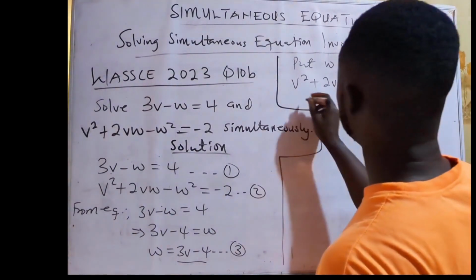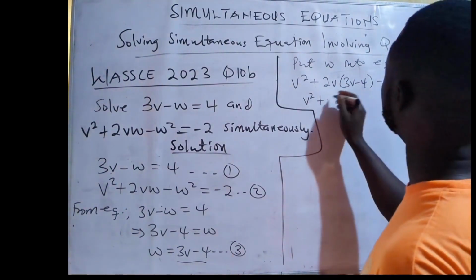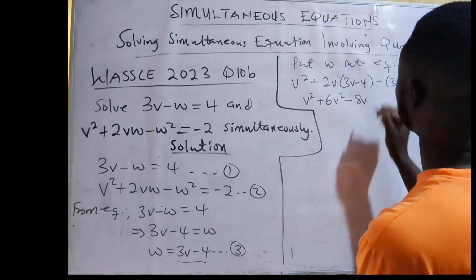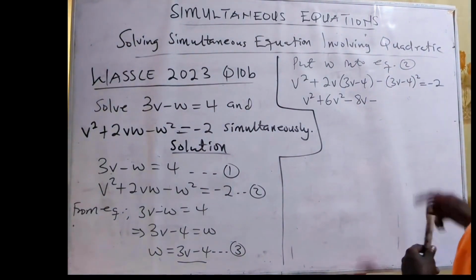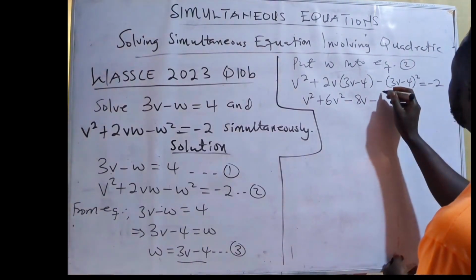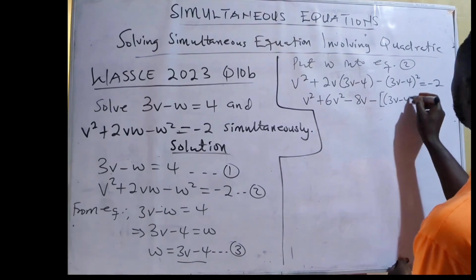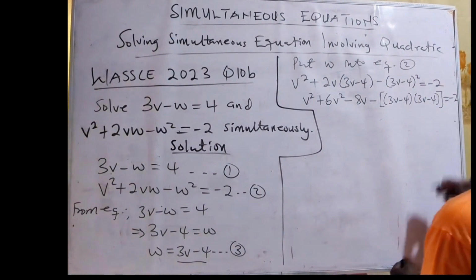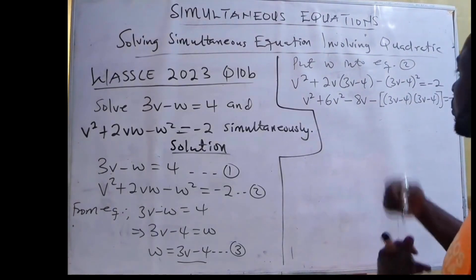So we have v squared plus 2v times 3v will give me what? 2 times 3 is 6v squared, and then 2v times 4 gives minus 8v. Then minus, let me do my quadratic here. For the purpose of some students, let me write it this way: 3v minus 4 times 3v minus 4 equals minus 2.